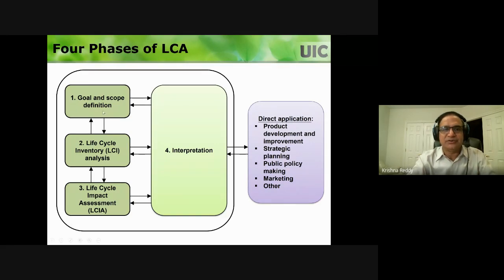You define the goal and scope, and then go into inventory, and then say, oh, I don't have the data that I need to be able to do an accurate assessment. Then you go back and redefine your goal to be more realistic with the data that you have. So at every stage, every phase, you have back and forth, so it's an iterative process, not just a linear process.